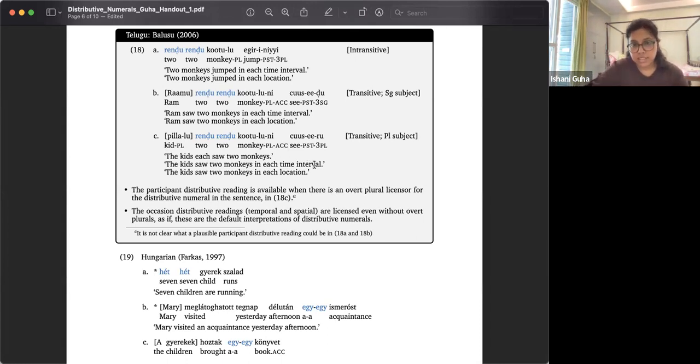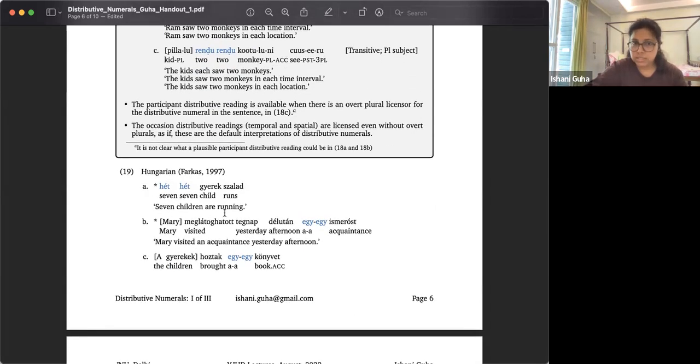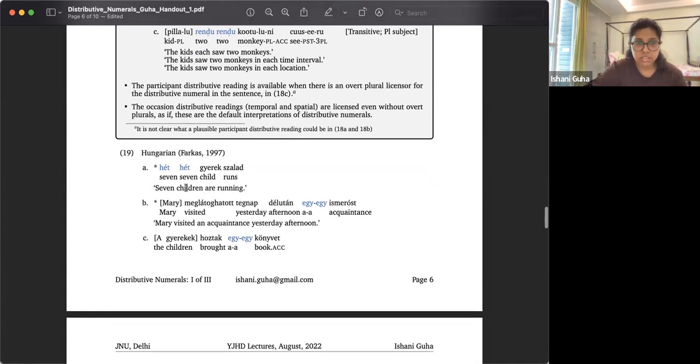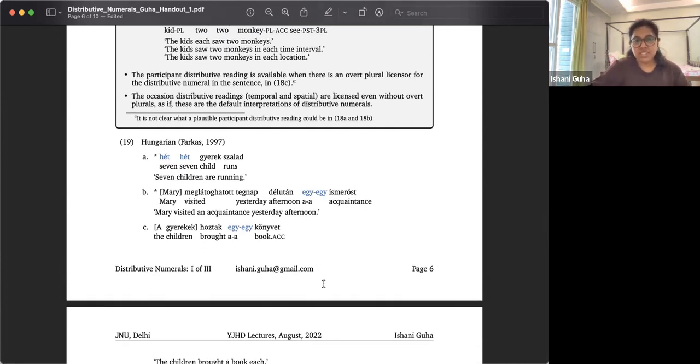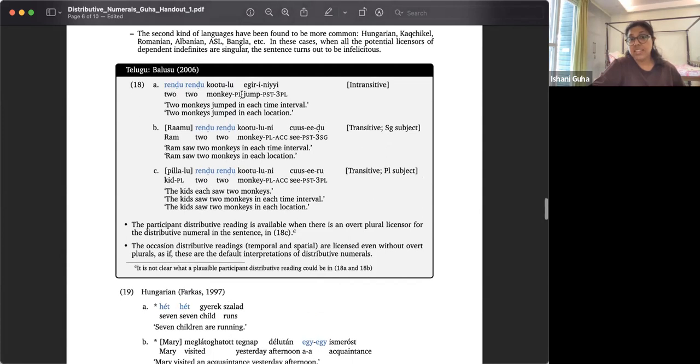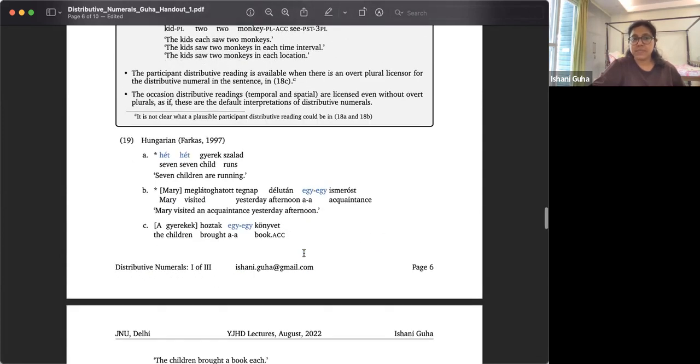Okay. Now let's look at the other kind of languages. I won't read out the Hungarian examples, but look at Hungarian. So 19A, 7 children are running, and here the 7 children is a distributive numeral. I don't know how to pronounce Hungarian, so most likely it's not what I said, but something else. So this is a bad sentence, right? Compare this with 18A. This is a bad sentence.